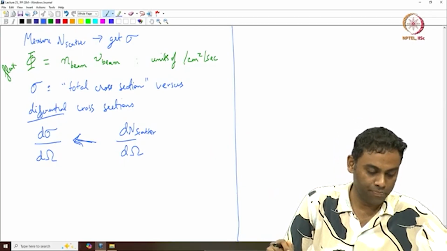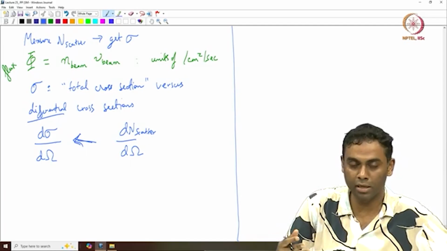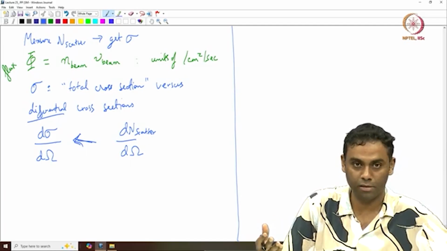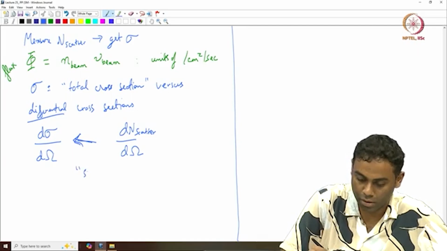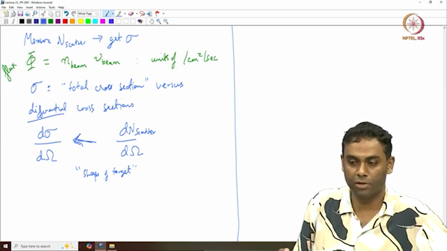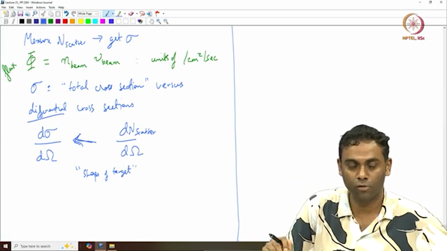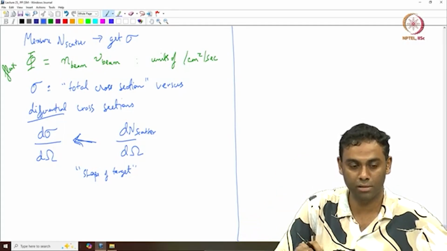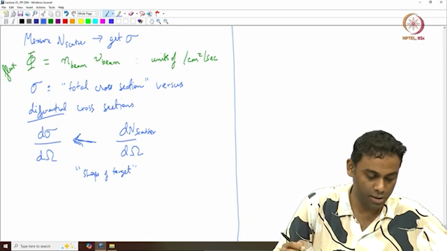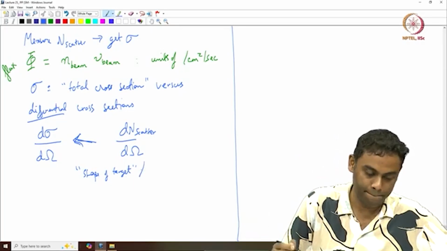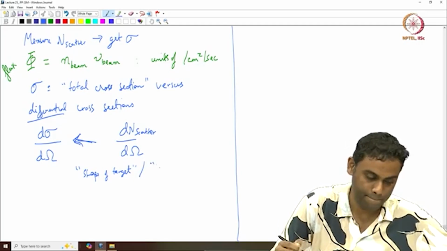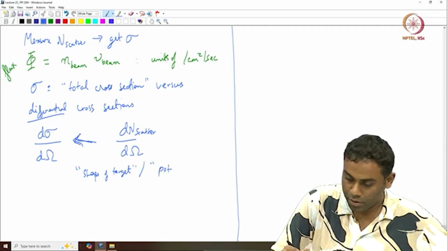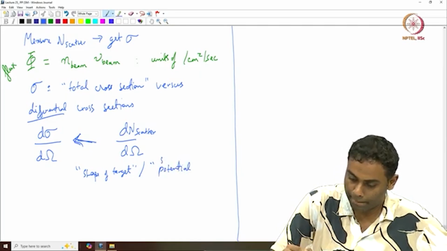Now, basically, this contains more information on the shape of the object, right? So this tells you about the shape of the target, right? If it was not a ball, if it's some amorphous rock, then it might prefer to scatter bullets off in one particular direction, correct? But more generally, it tells you information about the scattering potential.